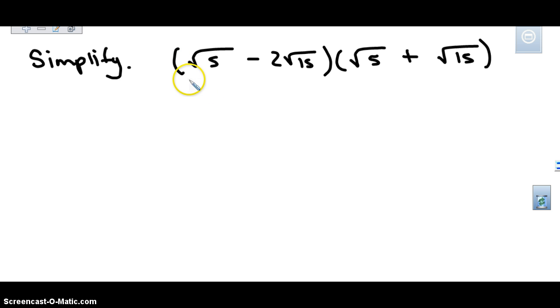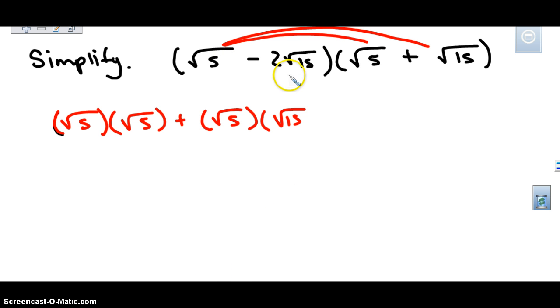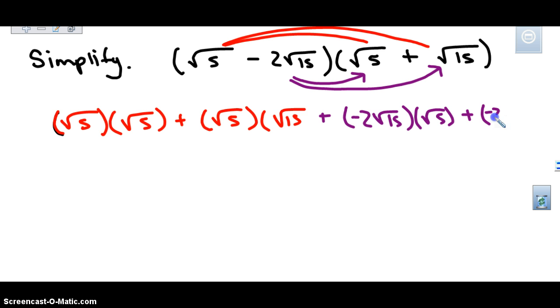Okay, if we have to simplify two radical expressions with two terms each, we can use the FOIL method. So we would say the square root of 5 times the square root of 5, plus the square root of 5 times the square root of 15, then plus negative 2 square root of 15 times square root of 5, plus negative 2 square root of 15 times square root of 15.